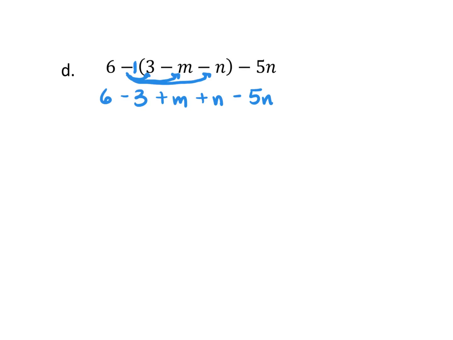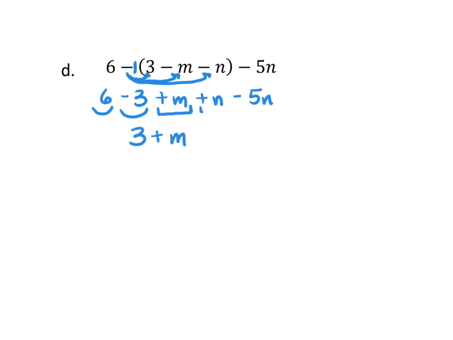All right, from here we want to combine our like terms. And so we can combine our constants together. 6 minus 3 is 3. Plus m. M does not have anything to combine with. And so we are just going to bring it down.